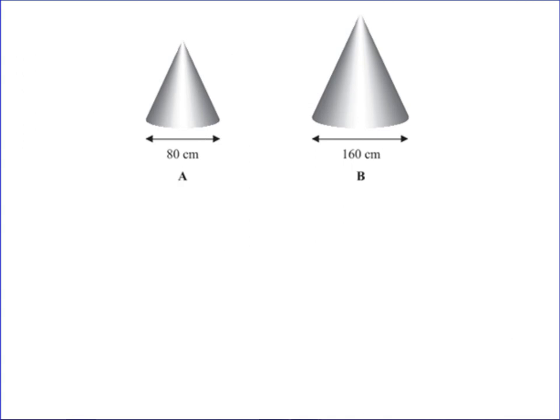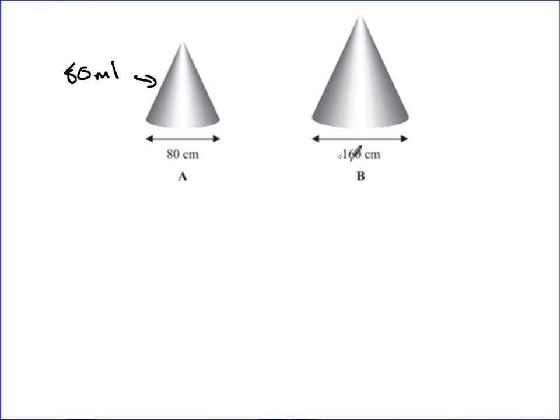Question 17. We're given the fact that the two solid cones are similar. Base of A is this and base of B is this. Ali uses 80 millilitres of paint to paint cone A. So 80 mils for A. How much paint in millilitres will he need for painting B?